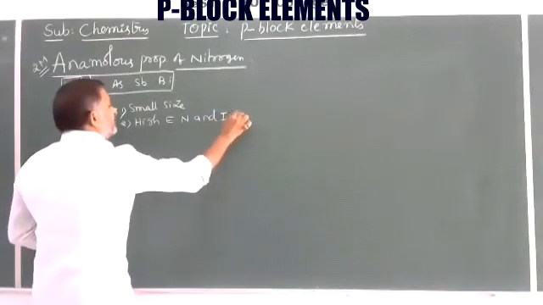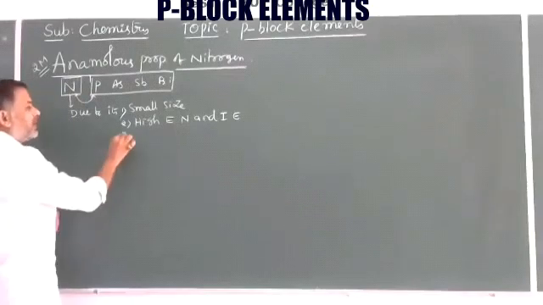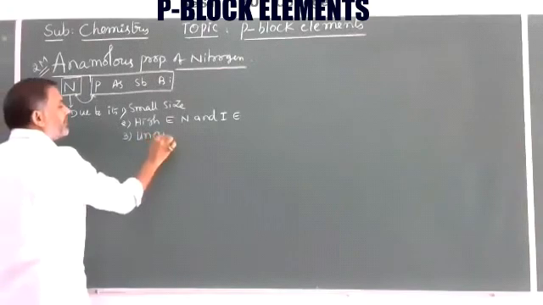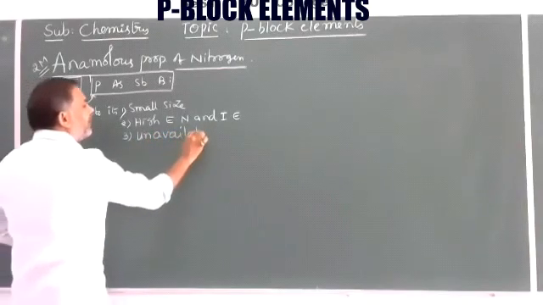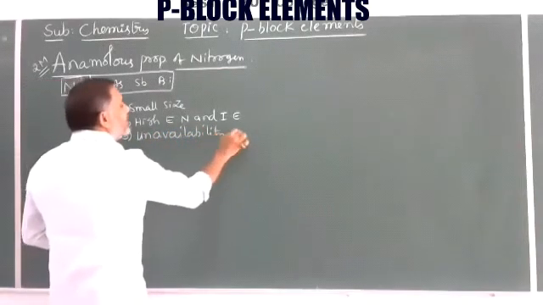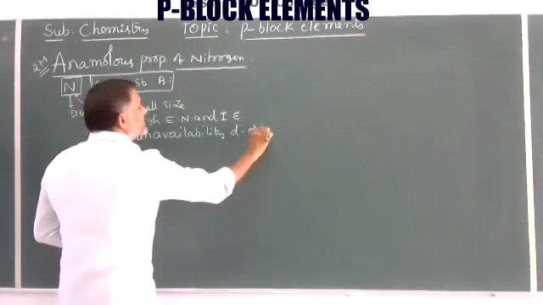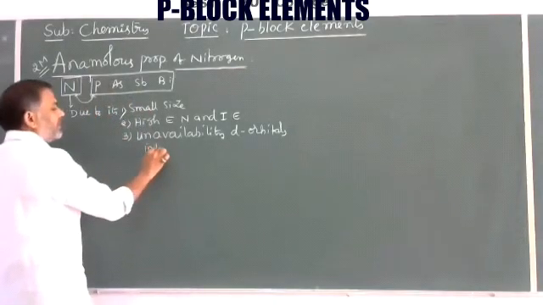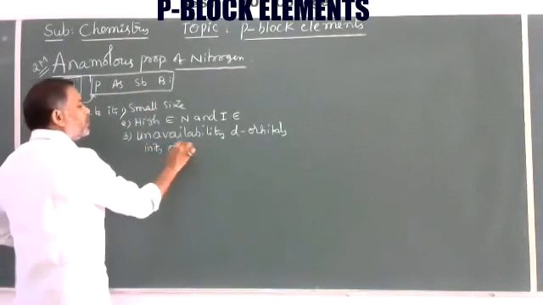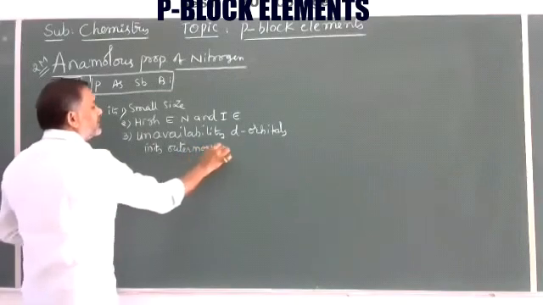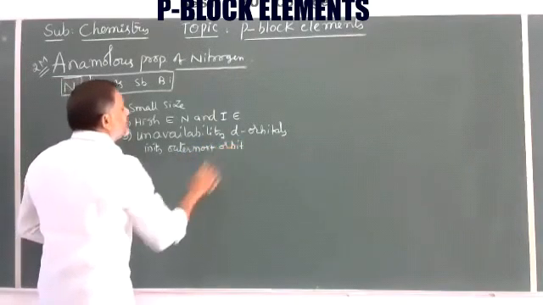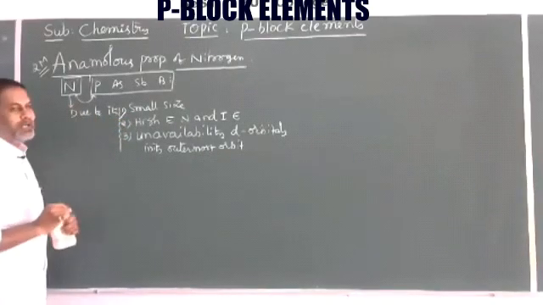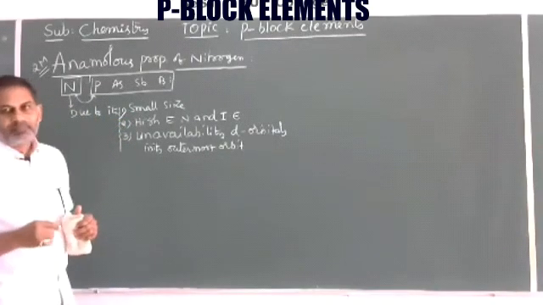ionization energy. Then the third one is unavailability of d orbitals in its outermost orbit. So these are the 2 to 3 important reasons for the anomalous properties of nitrogen.